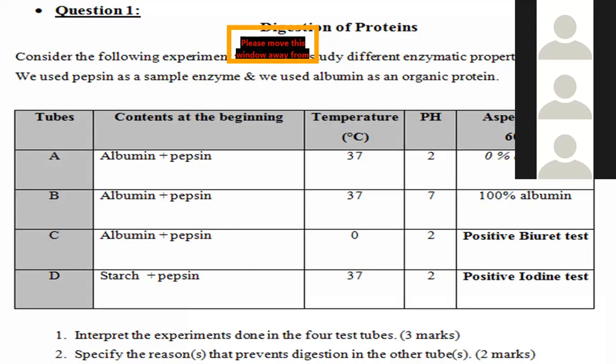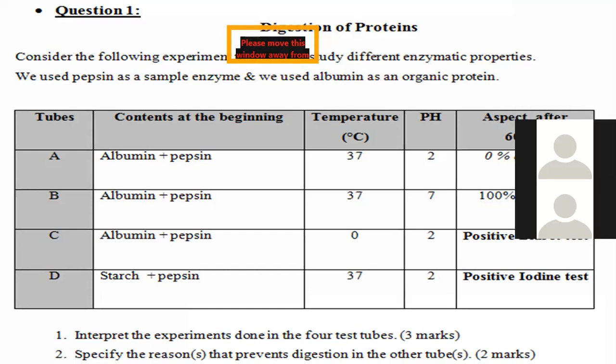I'm going to start in tube A. In tube A, after adding pepsin to albumin at temperature 37 degrees Celsius, where the pH is equal to 2, after 60 minutes, we have 0% albumin. What does this indicate? This indicates that we have digestion in tube A.